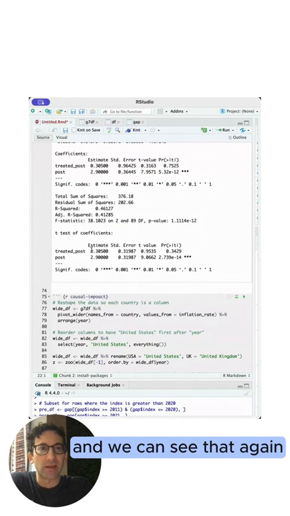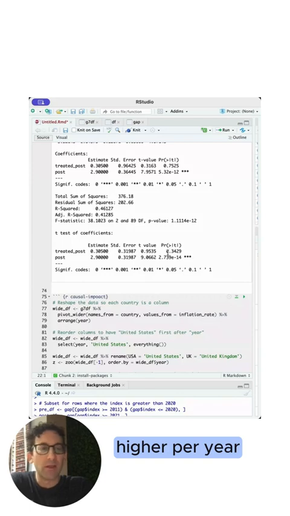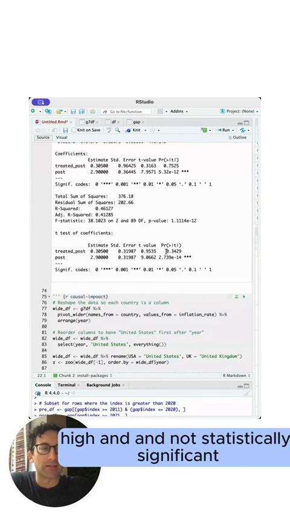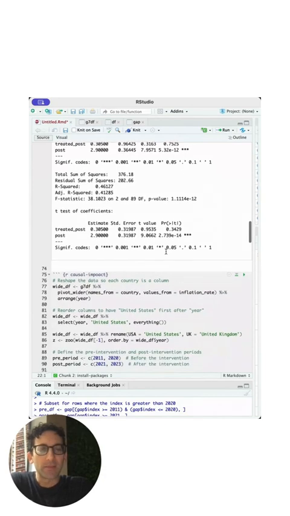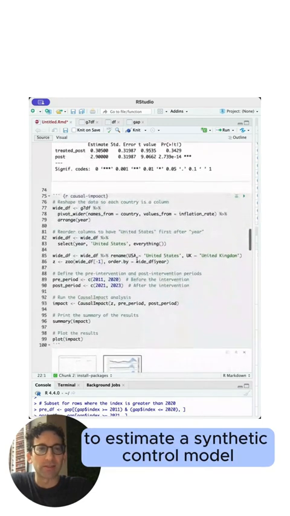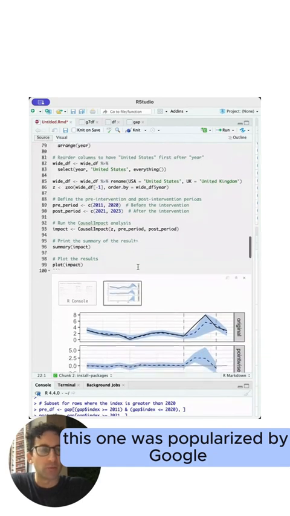And we can see that, again, we get the same estimate of about 30 basis points higher per year, but still the p-value is quite high and not statistically significant. The next thing we can do is use the CausalImpact package to estimate a synthetic control model. This one was popularized by Google.